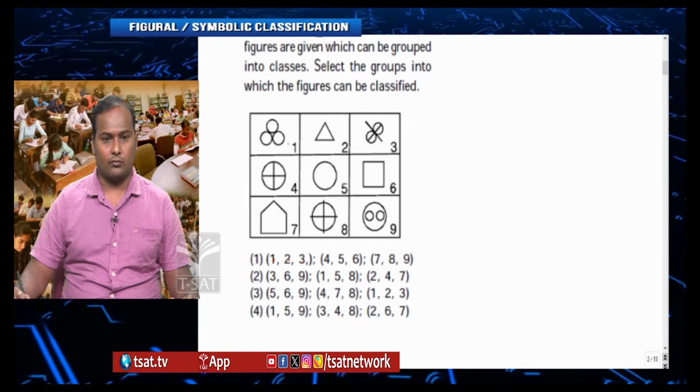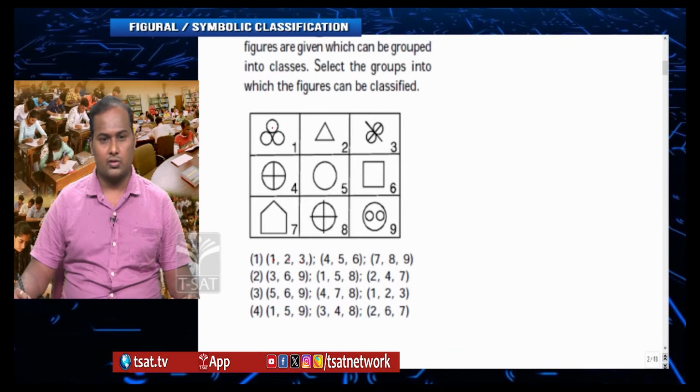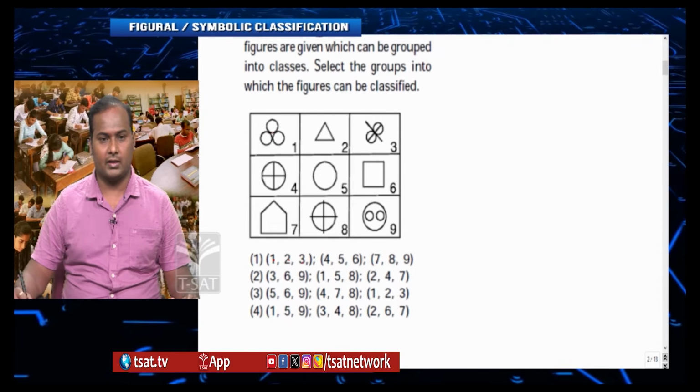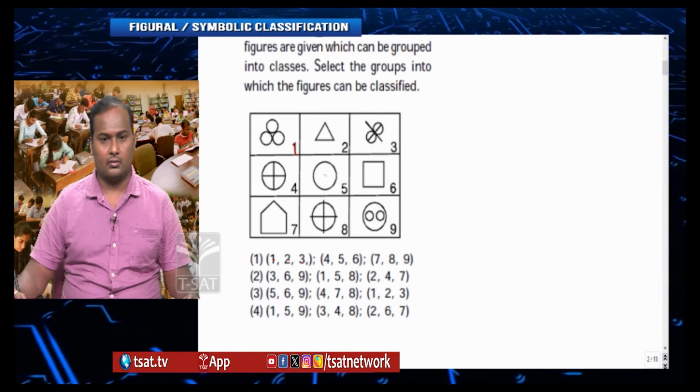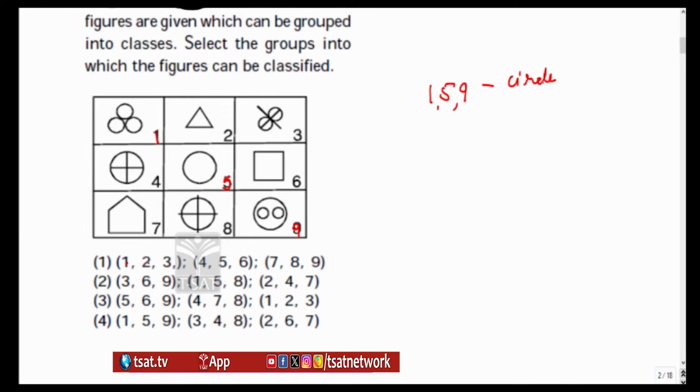If you see block 1, in this case you are having a circle. So you just find out in which other figures you can find a circle, that is 1, 5 and 9. So in these 3 cases I can see circles. So obviously, based upon the character of circle, 1, 5, 9 will become one particular group, because here you are having a circle.